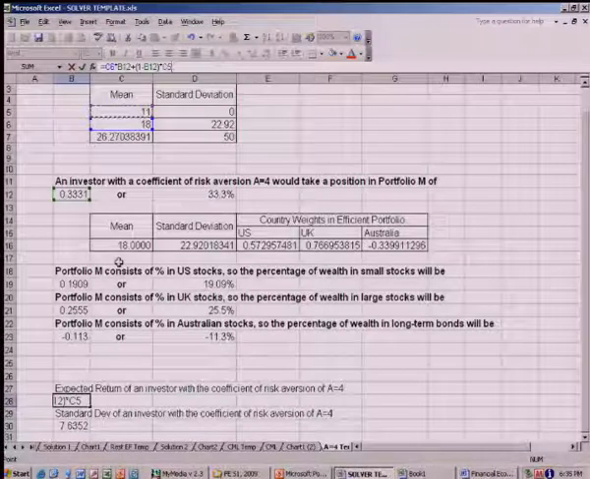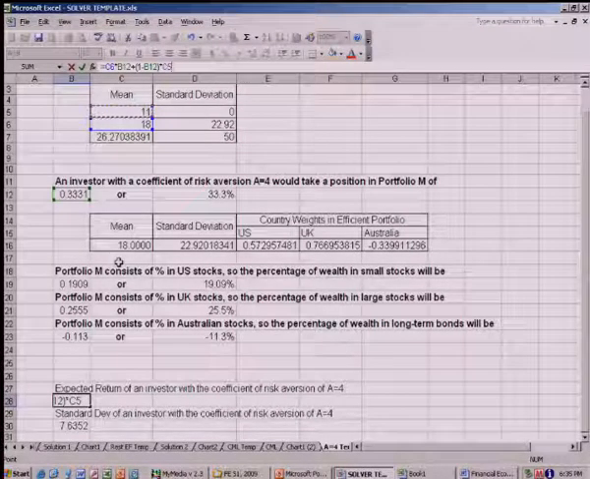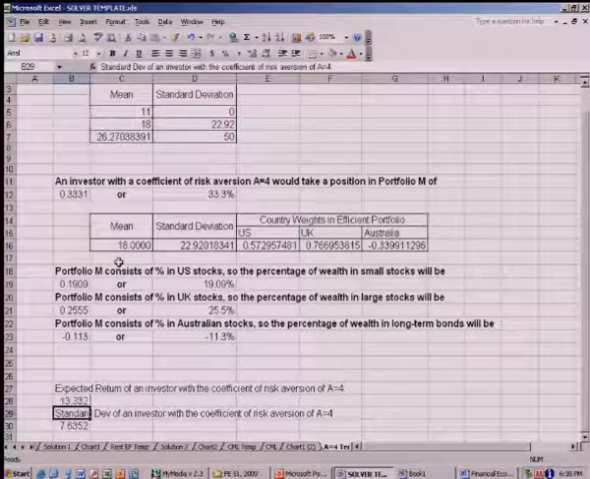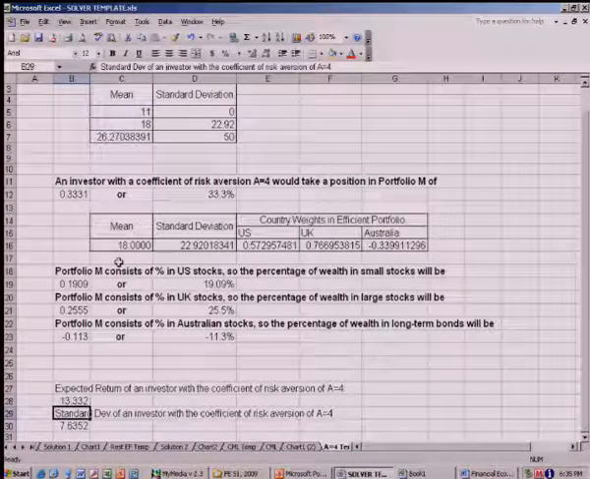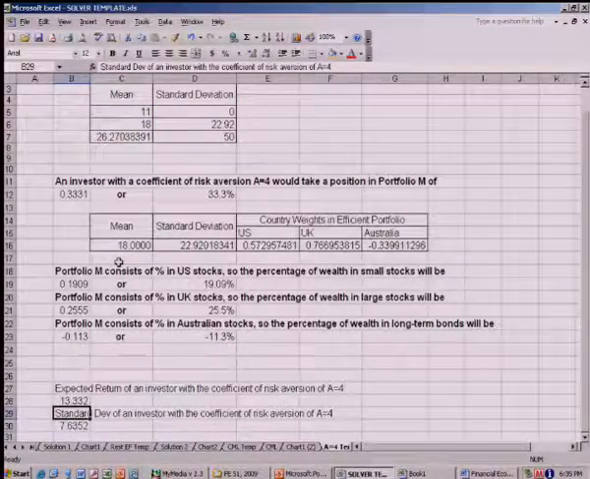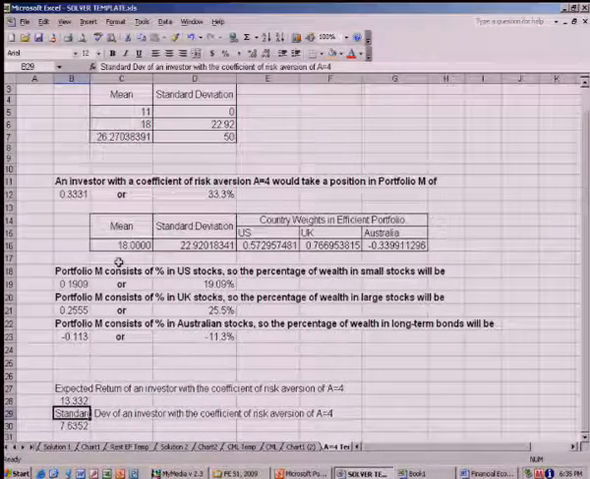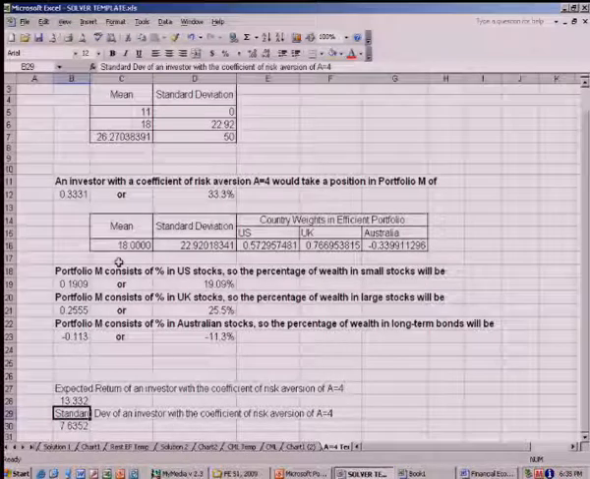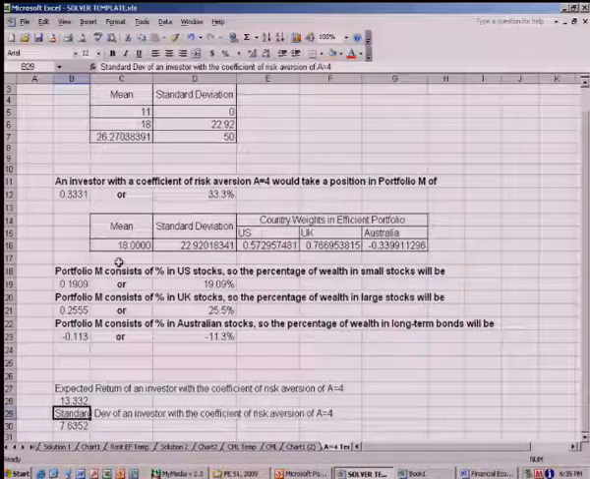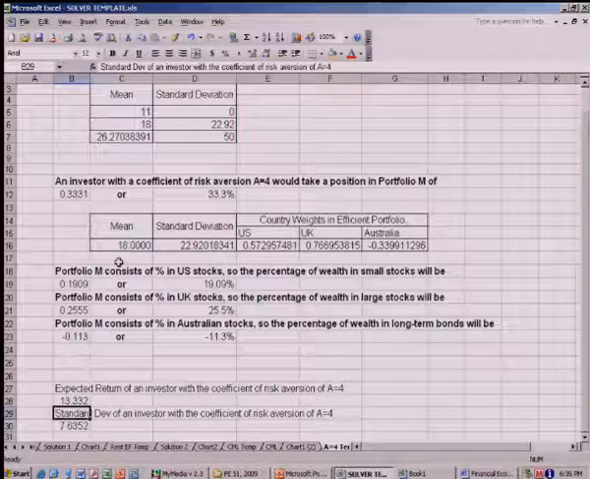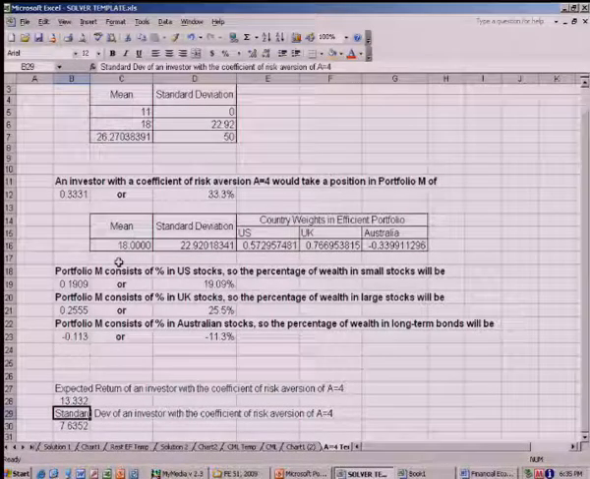So now you have the expected rate of return formula, and just enter it, and it tells you that this investor will be earning 13.3% on this portfolio that is investing 33.3% into the risky portfolio and the remainder into the risk-free asset, and is subjected to a level of risk of 7.6%.